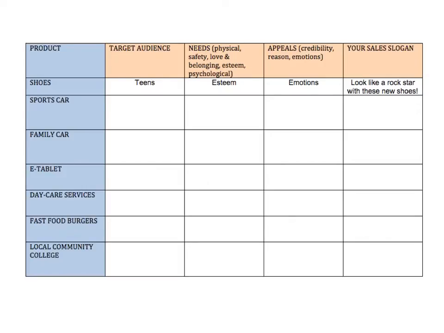Let's take a second look at one and look at sports car. Who's your target audience for a sports car? One of our sections decided their target audience would be men ages 40 to 60. So that's what we're going to type in here. There we go. Men 40 to 60.